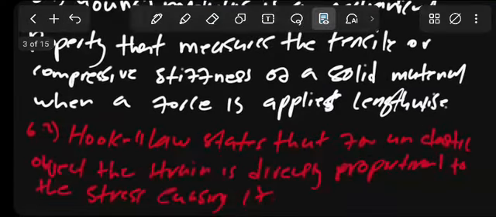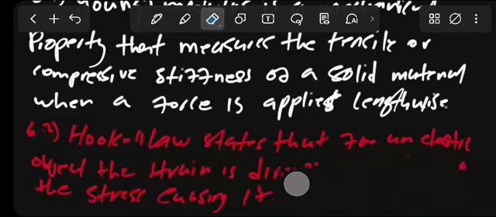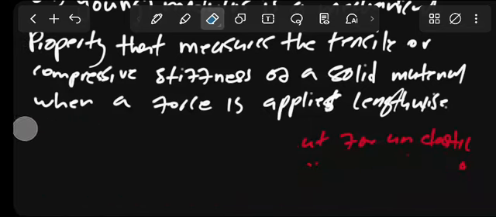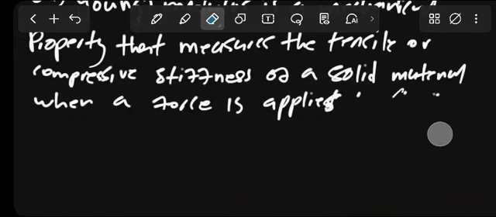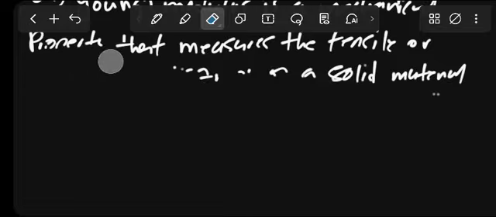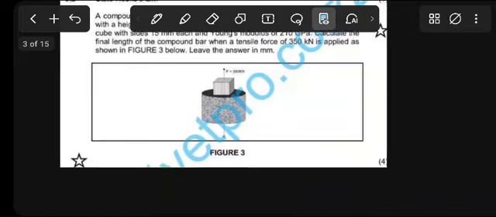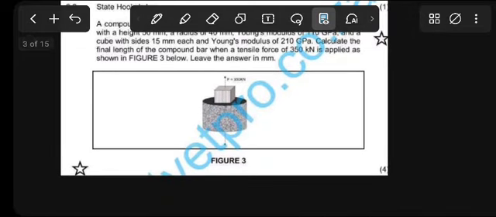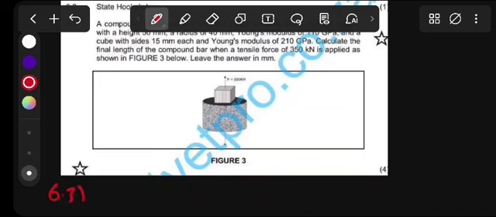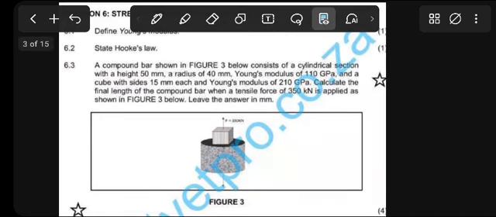Nevertheless, I can erase this. You must know that definition. So we're done with that. Let's check now our 6.3. We're given 6.3. What does it go on there?